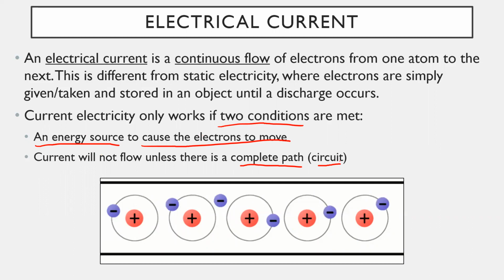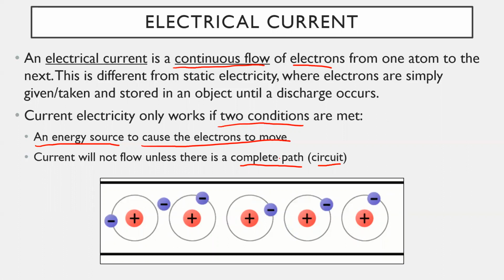So what's really important to understand here is a current is a continuous flow of electrons. So it's the electrons that are moving from one atom to the next. And if it's a continuous flow, so not just a one-off thing and then it stops, then it's an electrical current.